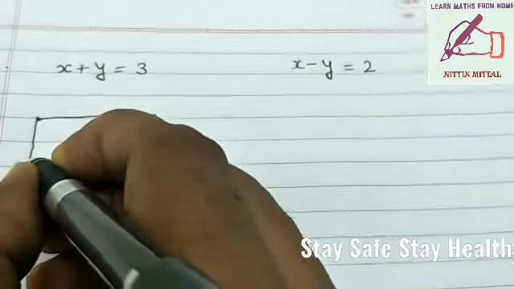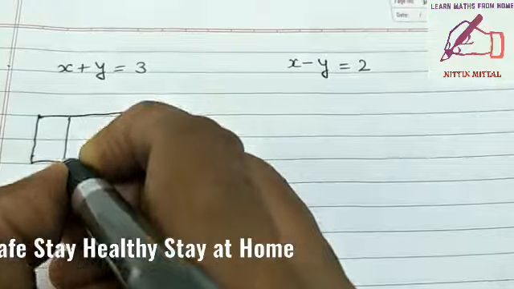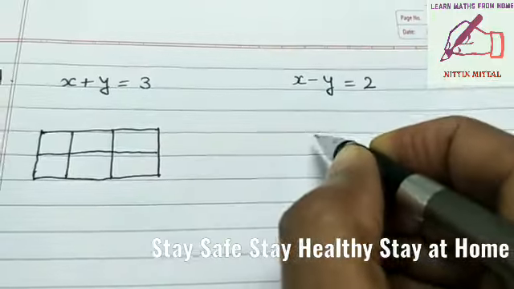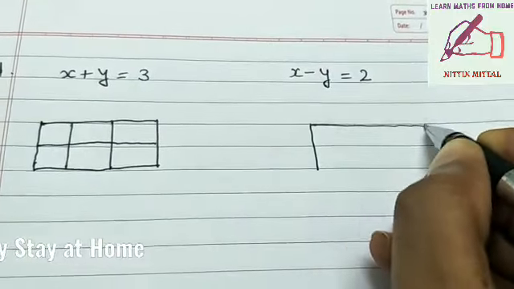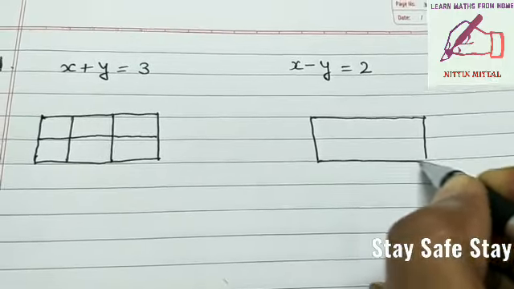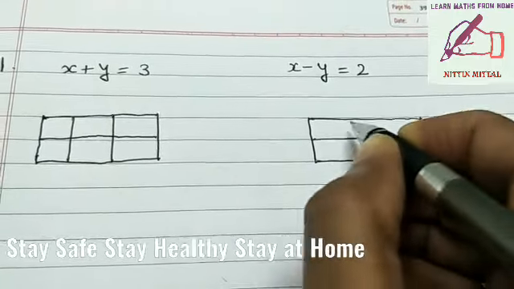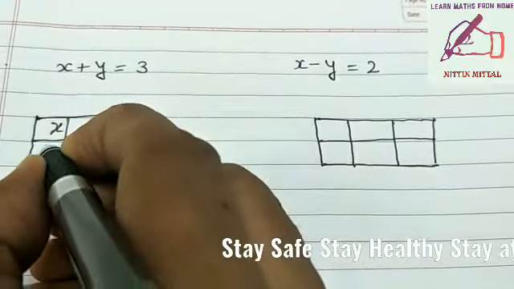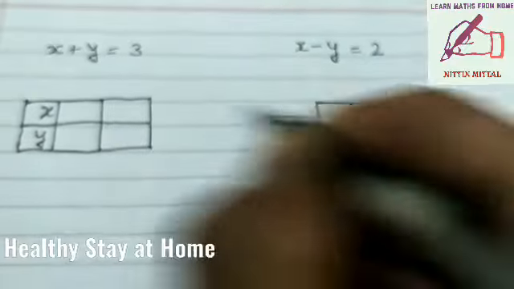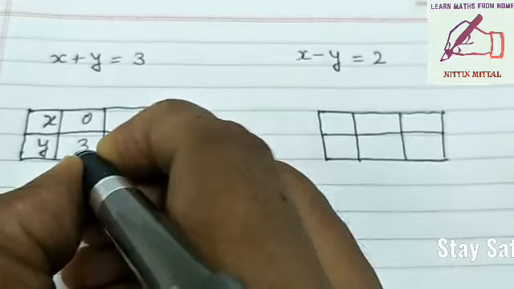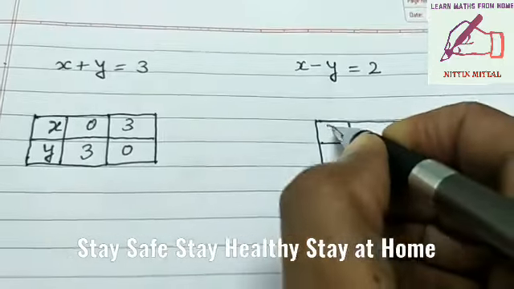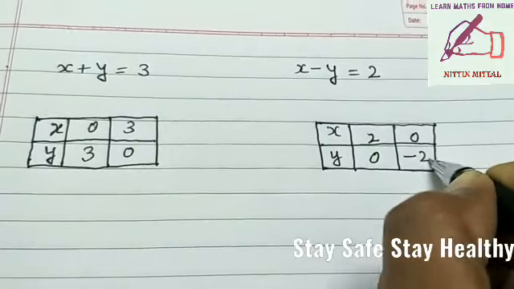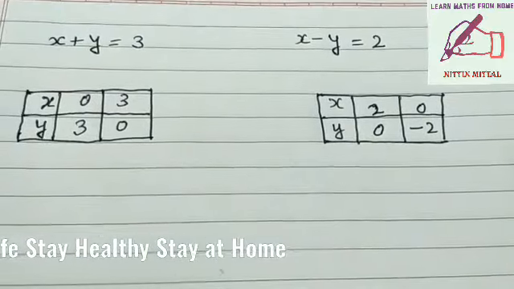So first thing, same like 9th standard you did, we will find minimum 2 solutions for each equation. It will be better if you find 3 solutions, because by finding 3 solutions we can guarantee that our graph is correct. But to draw the graph, minimum 2 solutions are required. So if x is 0, y is 3. If y is 0, x is 3. Here also, if y is 0, x is 2. If x is 0, y is minus 2. So we found two solutions for both the equations.